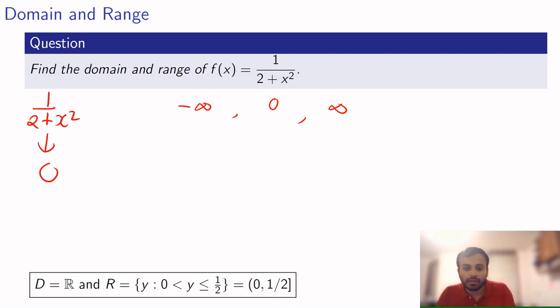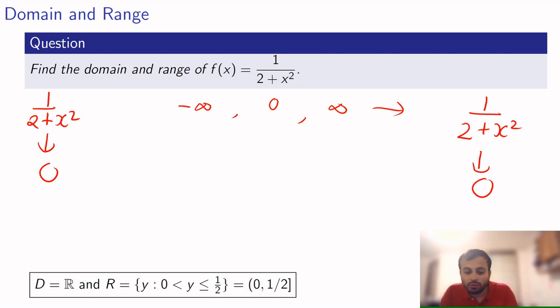Now what if you plug in infinity? What I mean by infinity is a very large positive number. If you plug in a very large positive number in place of x, you will just square it and then add 2. So again, it would be a very, very large number. And if you divide 1 by a very large number, you will get a very small number. So again, I can say that as you put infinity into this function, it tends towards 0.